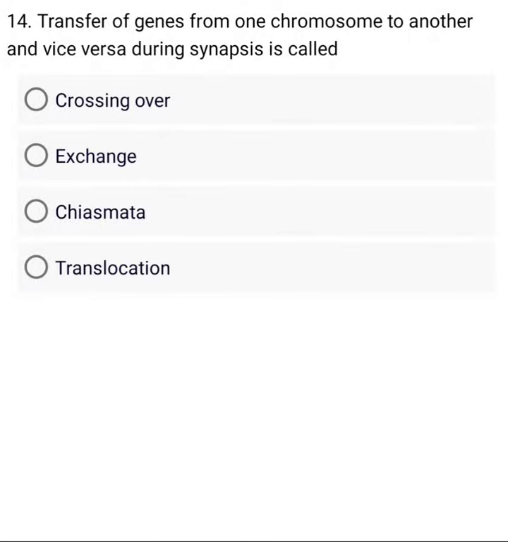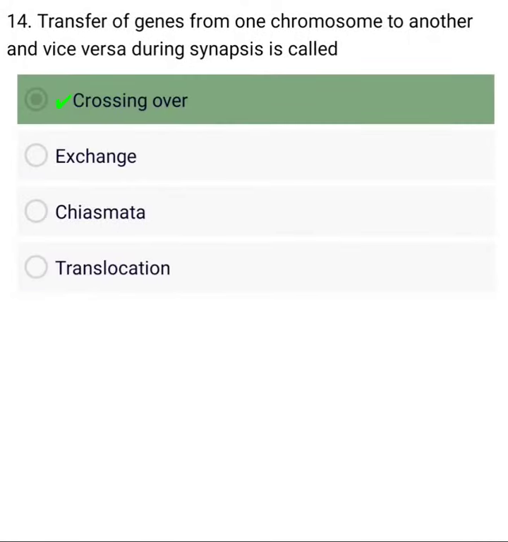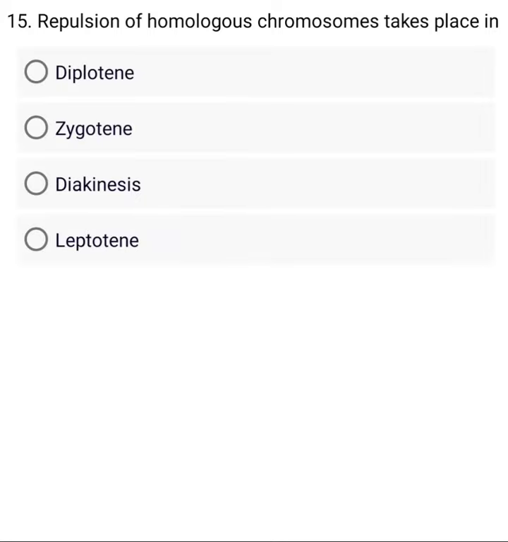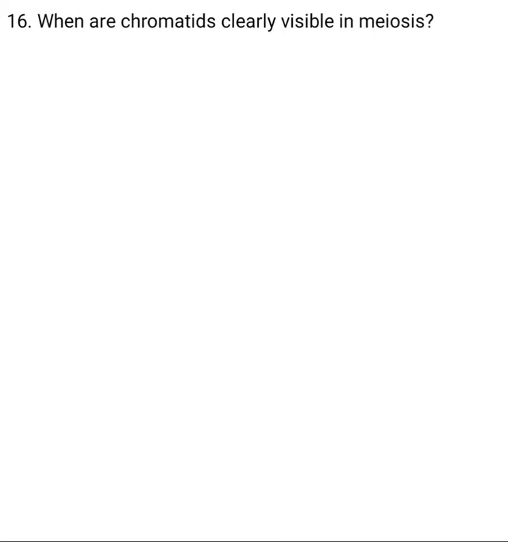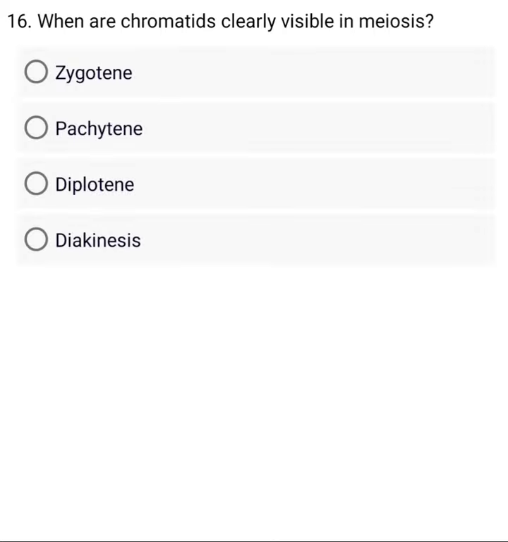Transfer of genes from one chromosome. Right. Repulsion of homologous chromosomes takes place in A. Diplotene, B. Zygotene. Right. When are chromatids clearly visible in meiosis?